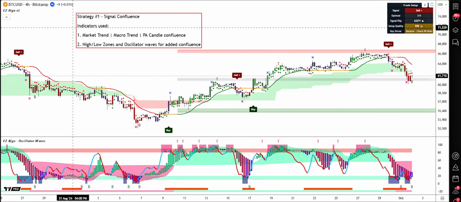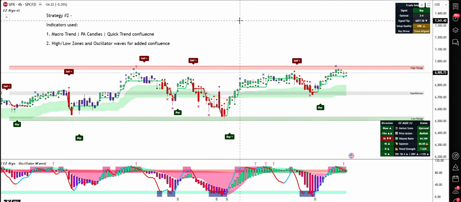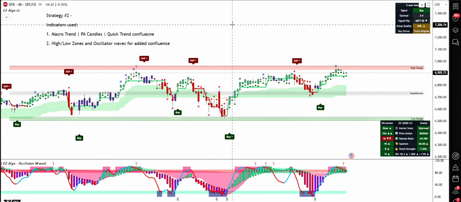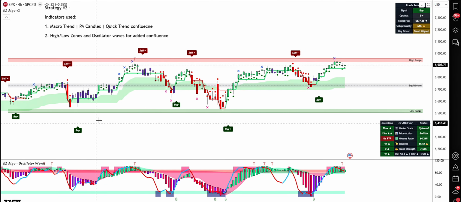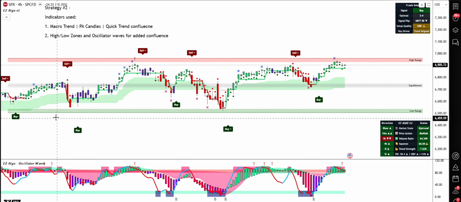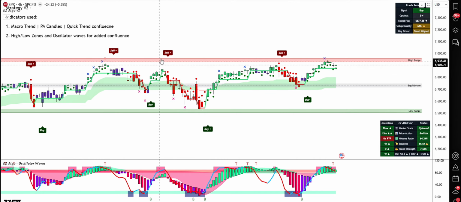All right, so next, let's take a look at SPX. Using a few different indicators on the screen. So for this strategy, it's another confirmation strategy. This time we're using our quick trend for added confluence. Now this range is a little bit choppy, as you can see, using our ranges right here. But even then, our buy and sell signals was mapping this out quite accurately.